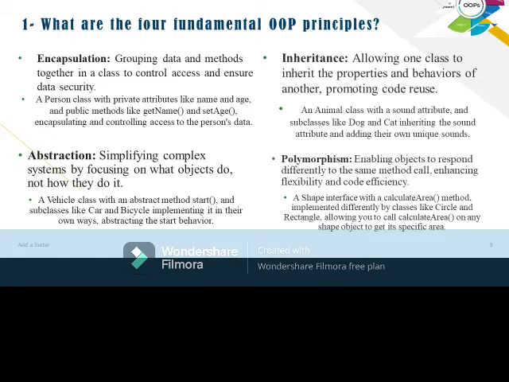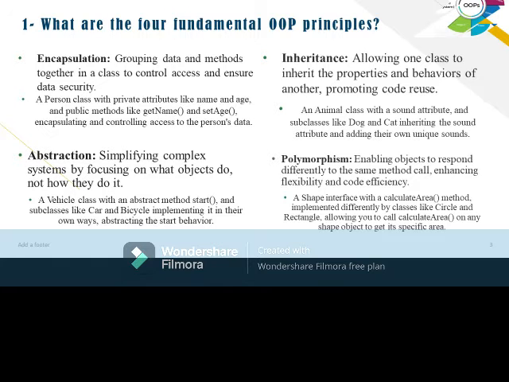Okay, and how does C Sharp handle multiple inheritance? Basically, C Sharp doesn't support multiple class inheritance, so a class cannot directly inherit from multiple classes. However, it supports multiple interface inheritance, enabling a class to implement multiple interfaces.